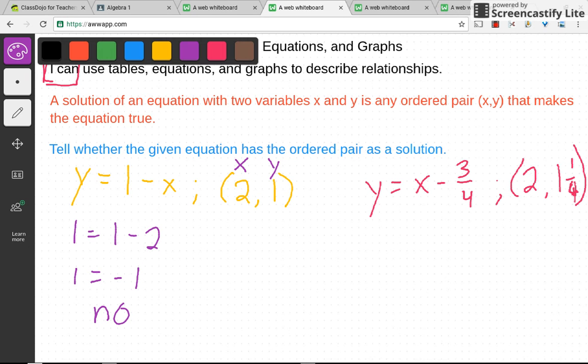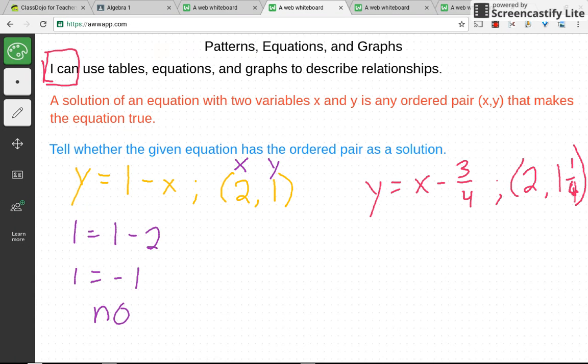Okay, so moving to the next one. Let's see if we can get this one to work a little bit better for us. Of course, this is X in my ordered pair. This is Y in my ordered pair. It says Y, which is 1 1/4 in this case, is equal to X, which is 2 in this case, minus 3/4. Well, I cannot go any further with this subtraction problem until I have a common denominator. So the 2 is over 1 because that's understood to be there because it's a whole number.